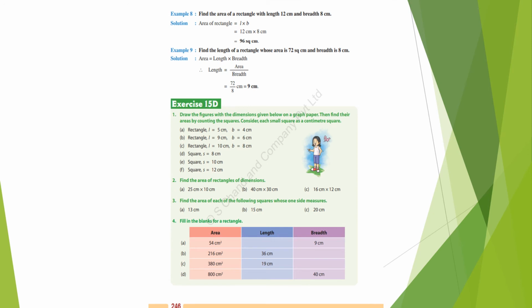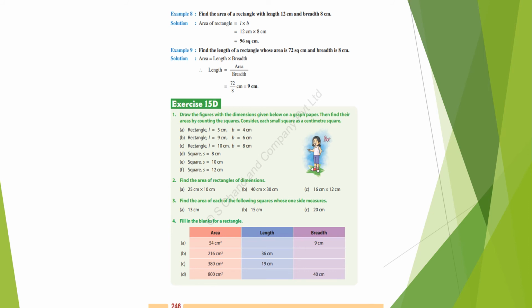So children, 15D, when you start solving, in a rectangle, L and B are given, you simply have to put up the formula. Area equals L into B, and for a square, side into side. Simple multiplication, and don't forget to write units. Fine. Question number 2, find the area of rectangles whose dimensions are given. You simply multiply it. Question number 3, area of each of the following squares whose sides are given.